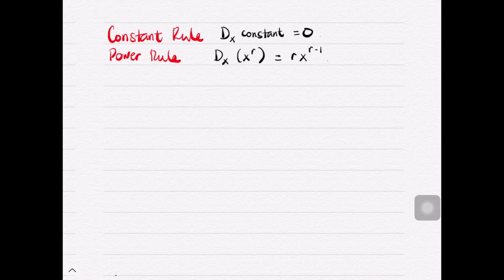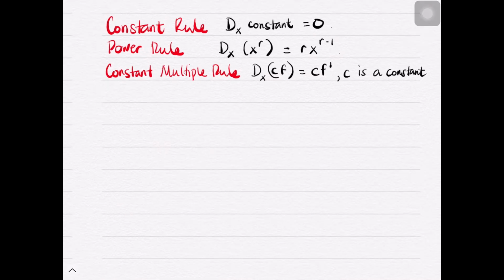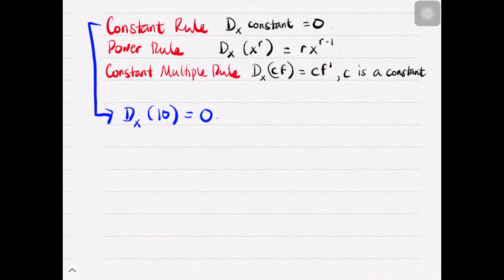Using now constant multiple rule, if we have a constant c that is being multiplied to a function f, its derivative would be that constant c times the derivative of our f. Before we continue to other rules, let's have some examples first to illustrate these rules. Knowing that the derivative of the constant would be 0, if we are to get the derivative of 10, and 10 is a constant, automatically the answer would be 0.